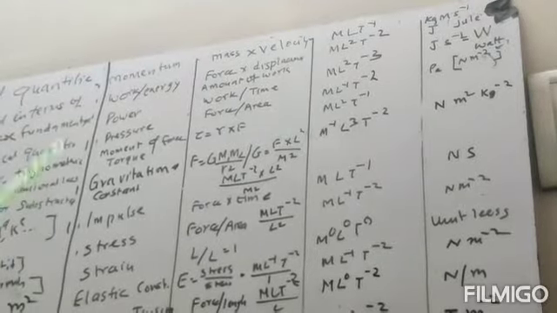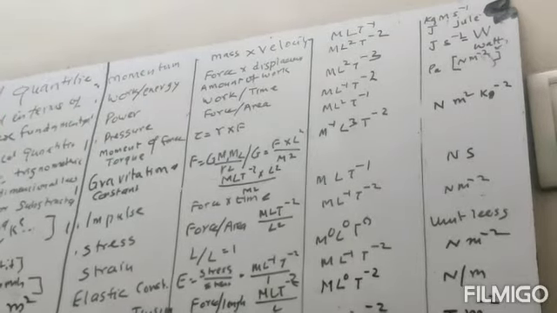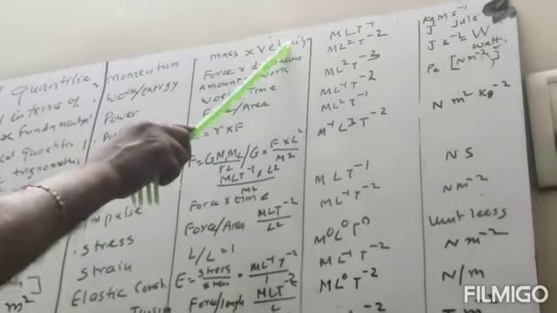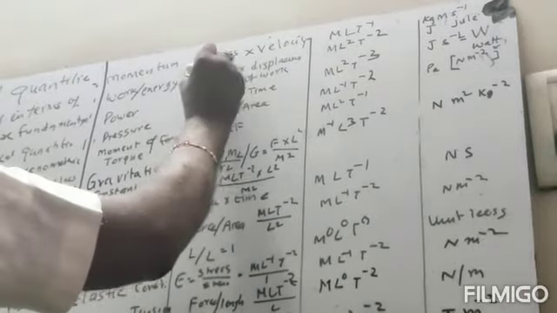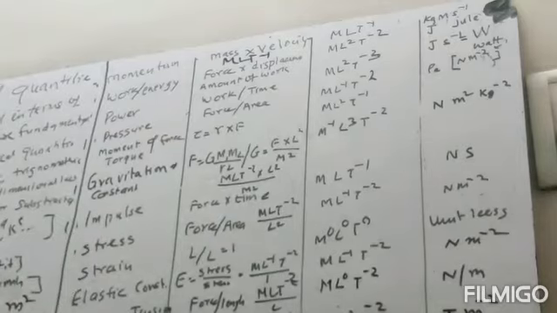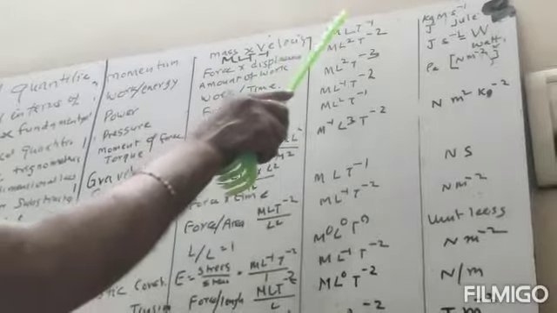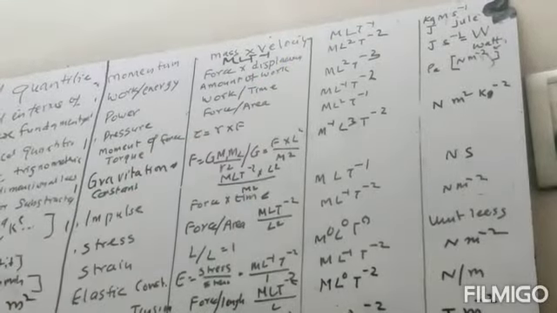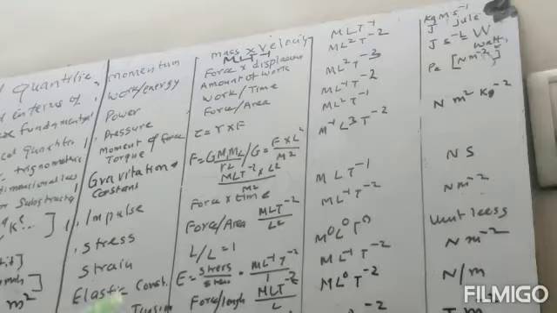Next physical quantity is momentum. What is momentum? Momentum is mass multiplied by the velocity. Now we know the dimension of mass is M and velocity is LT^-1. So the dimension will be equal to MLT^-1. The unit will be equal to kilogram meter per second.